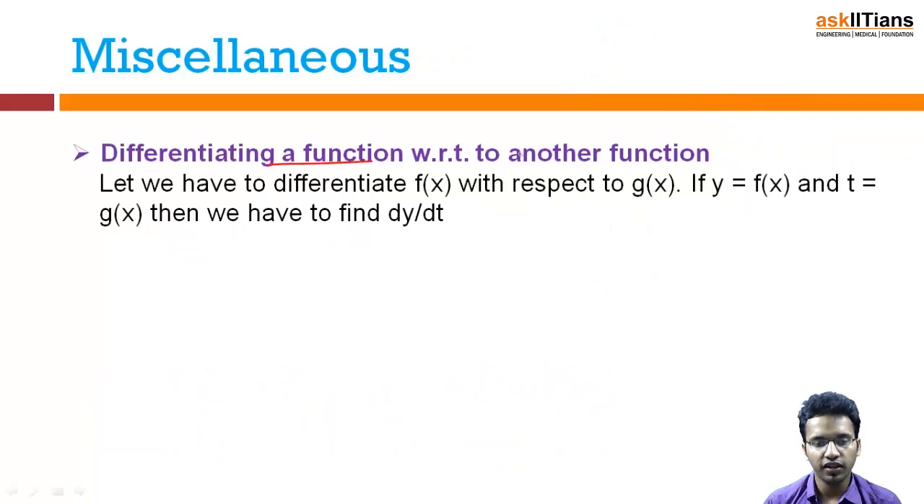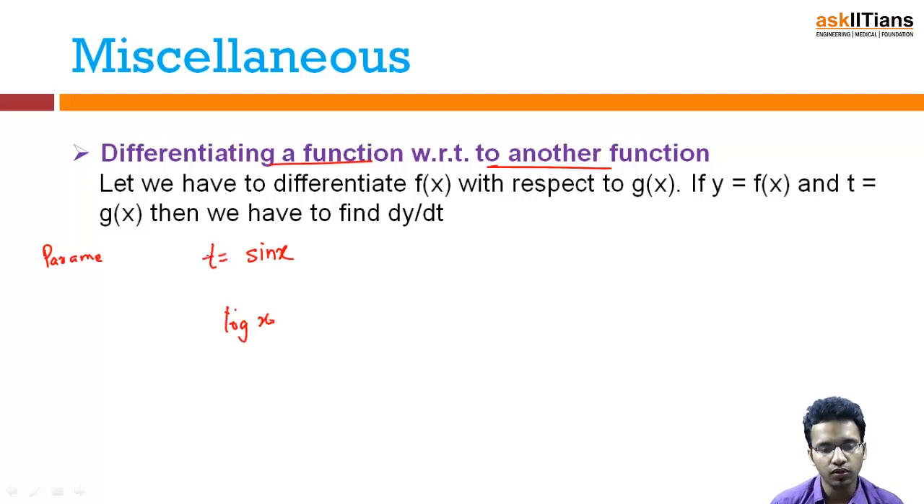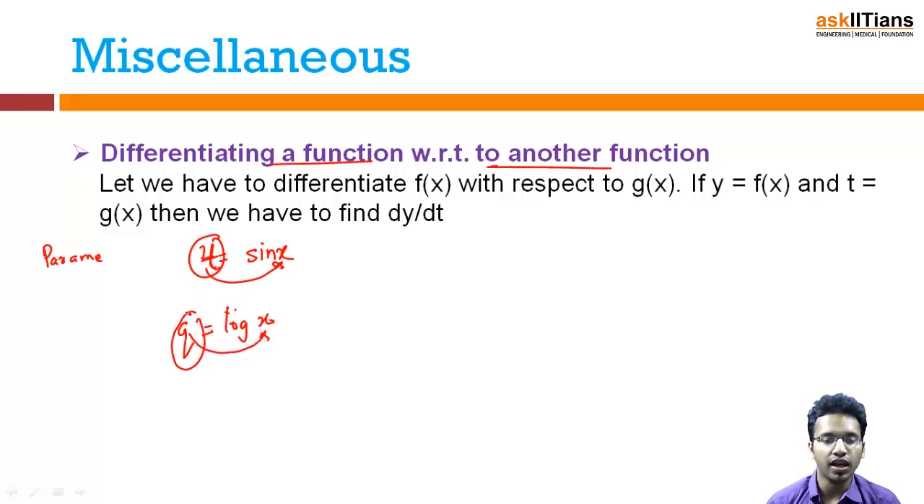Differentiating a function with respect to another function. This is the same as the parametric form, with a different name. Now I'm saying differentiate sin x with respect to maybe log x. So what I can do is take any parameter, t equal to this and q equal to this. I can differentiate this t with respect to x, I can differentiate this q with respect to x, and then I can do the same thing.